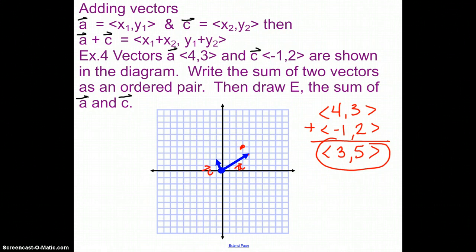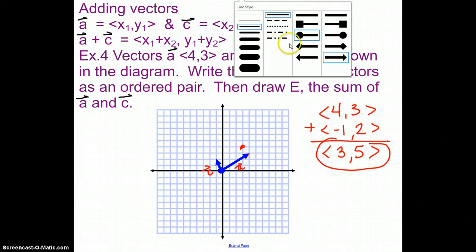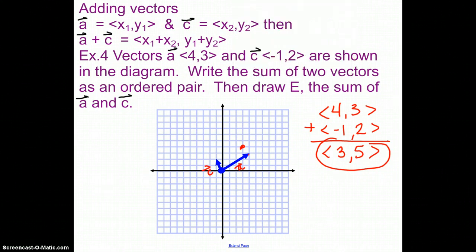I'm going to grab one of my lines. Let's see if I can find one that's got an arrow on the end. Okay. Oh, that's the biggest one ever. Sorry about that, guys.